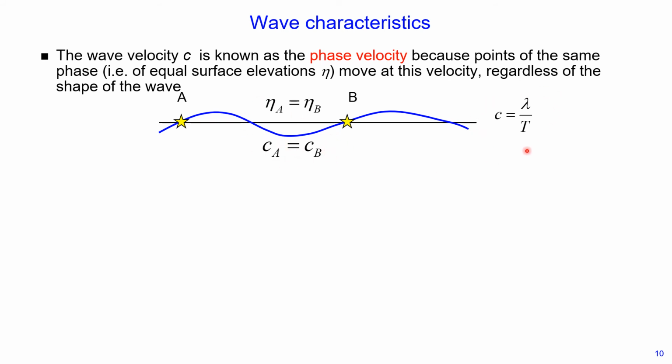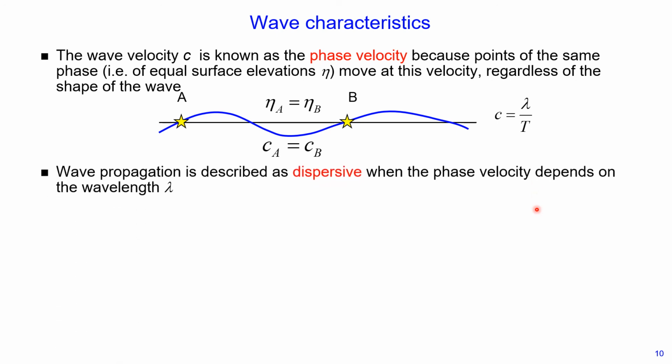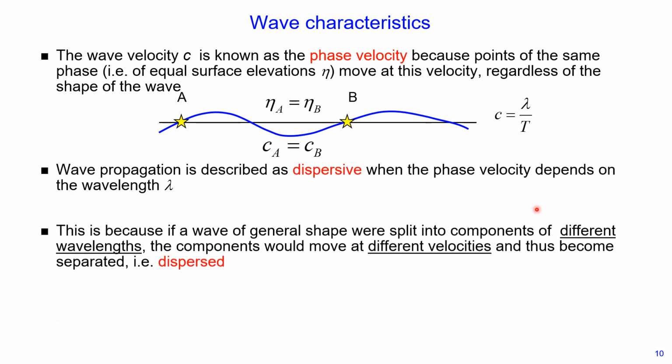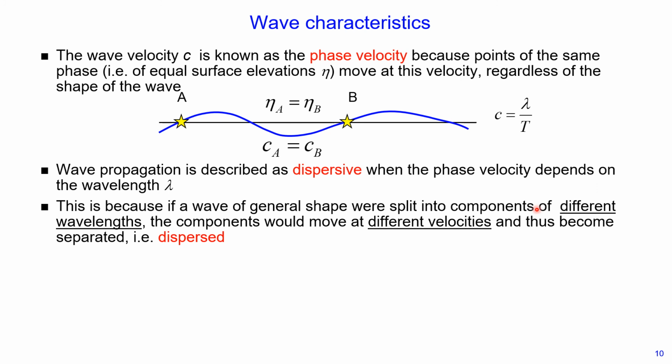And phase velocity is defined as wavelength divided by wave period. And when the phase velocity depends on wavelength, then wave propagation is described as dispersive. And this is because if a wave of general shape were split into components of different wavelengths, the components would move at different velocities and thus become separated, or dispersed.